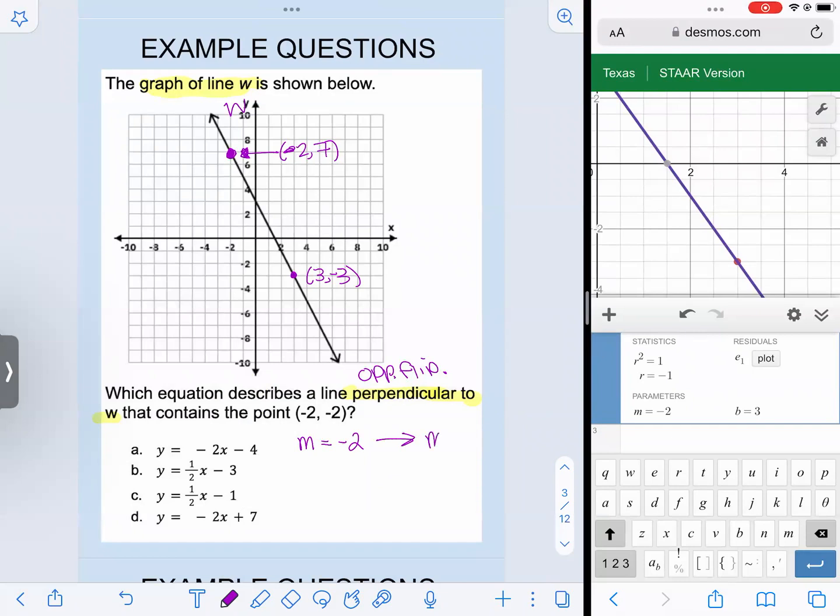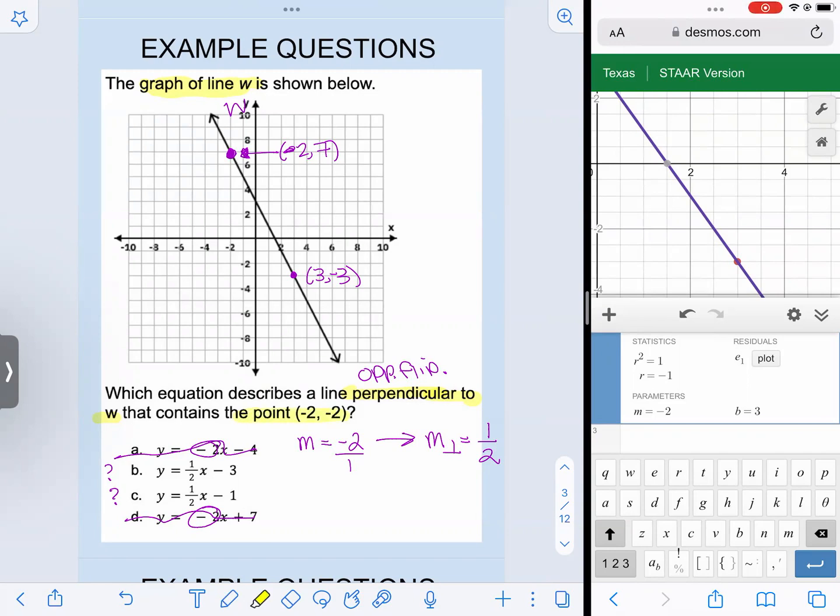Well, my perpendicular slope is going to be the opposite reciprocal. So remember, this is -2/1, so this will be +1/2. All right, so I can see A has a slope of -2, so that's wrong. B is a maybe because of the 1/2. C is a maybe because of the 1/2. D is -2, so that's wrong.